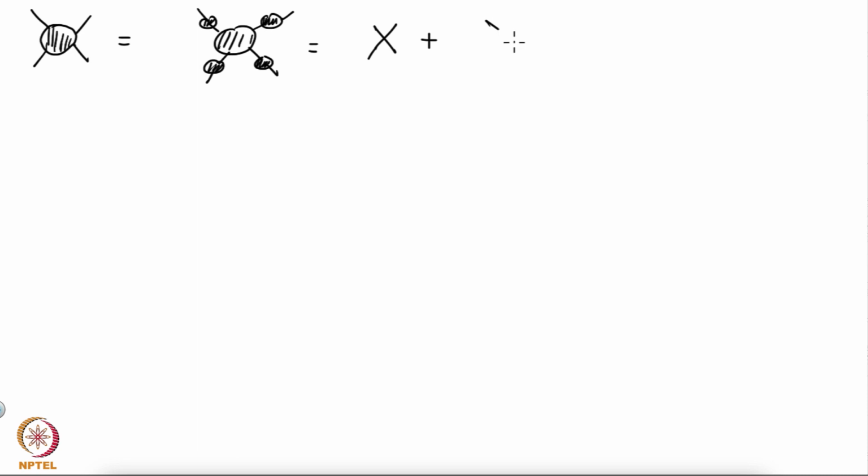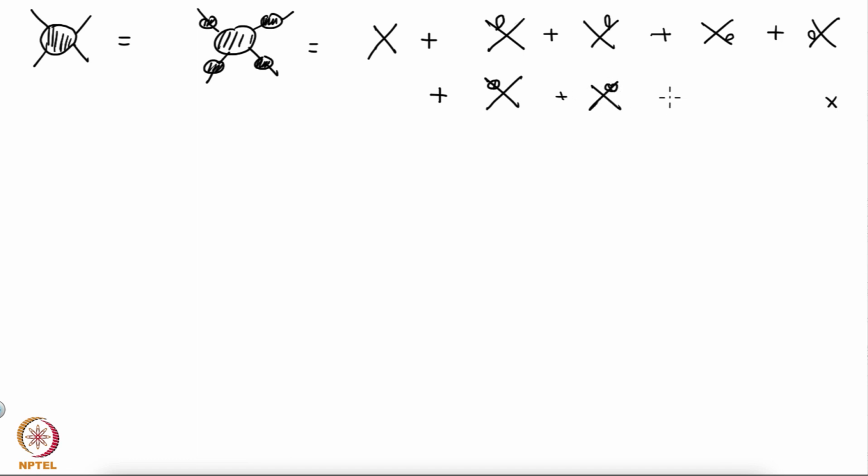So you can have a correction here, you can have a correction here, or on here, or here. These are all possible diagrams. Then remember, we should use all vertices, not just this vertex, but also the counter vertices. So you can also get this diagram.